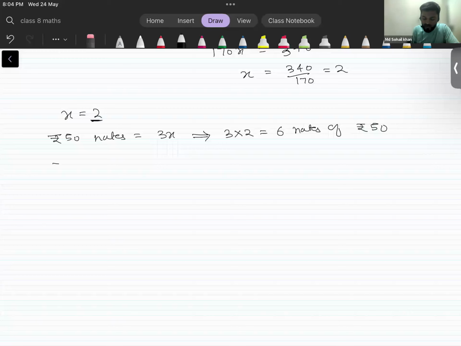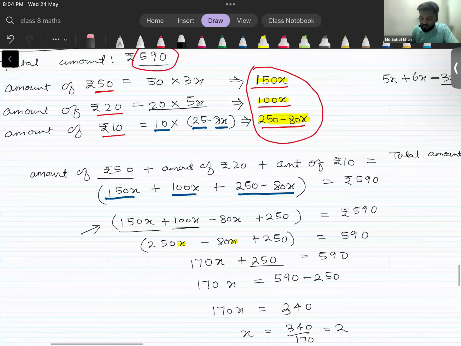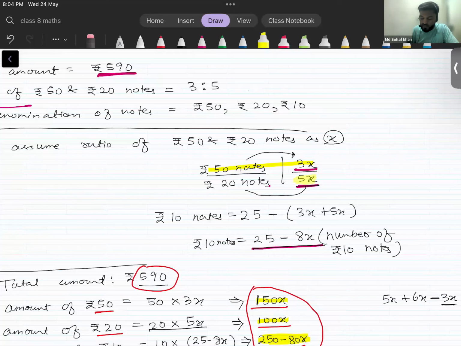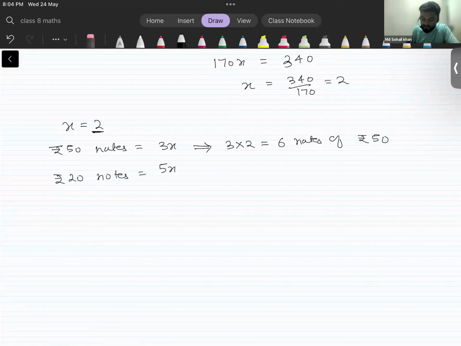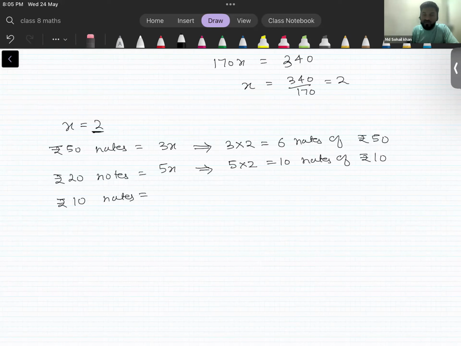Okay, Ahmed, now what about rupees 20 notes? We assumed its number to be 5x here. So 5x can be written as 5 multiplied by 2, since we found the value of x to be 2. So it is 10. So there are 10 notes of rupees 20. Now what was the number we took for rupees 10 notes? It was 25 minus 8x.